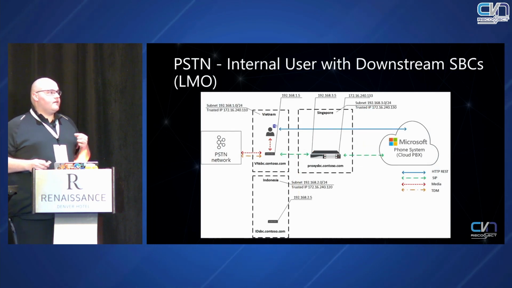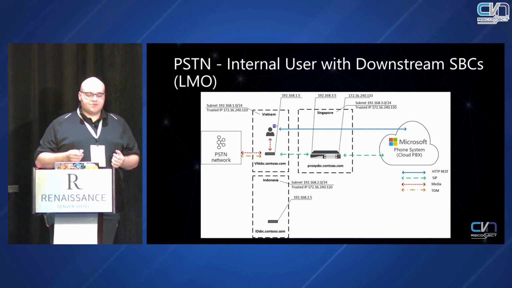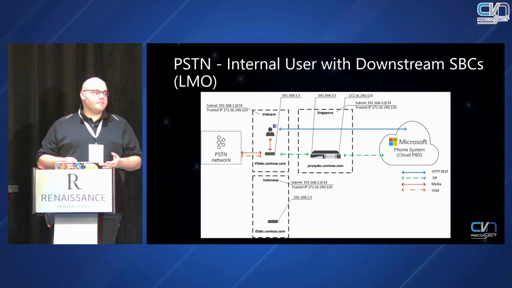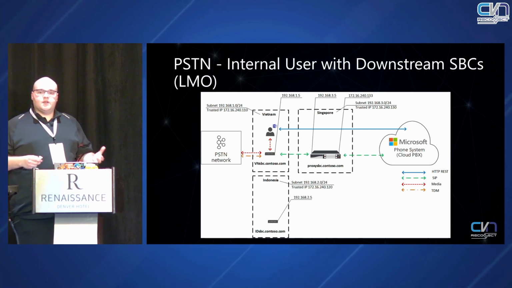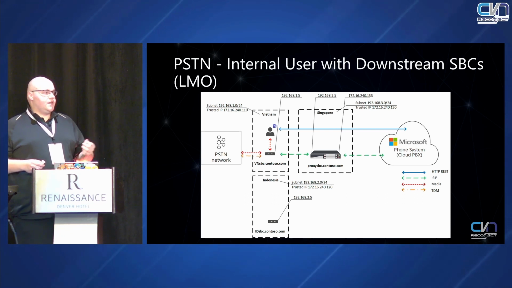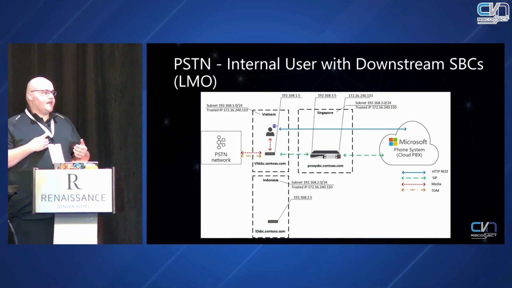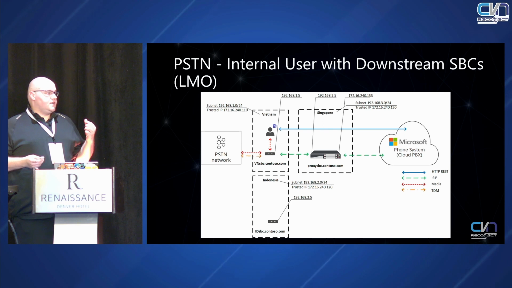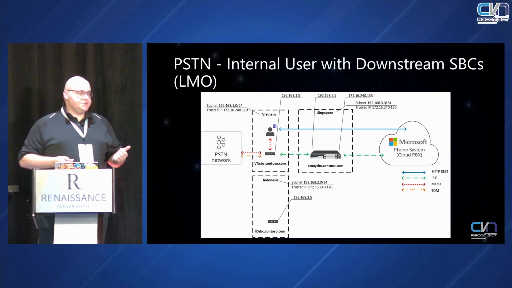Now, if we have an internal user that has a downstream SBC, that's one that's not exposed to the internet, what's going to happen? The Teams user is going to say, hey, I need to make a call to this destination. Microsoft is going to come back to the SBC and say, hey, we need to create a call. This is the downstream SBC that we need to reach.